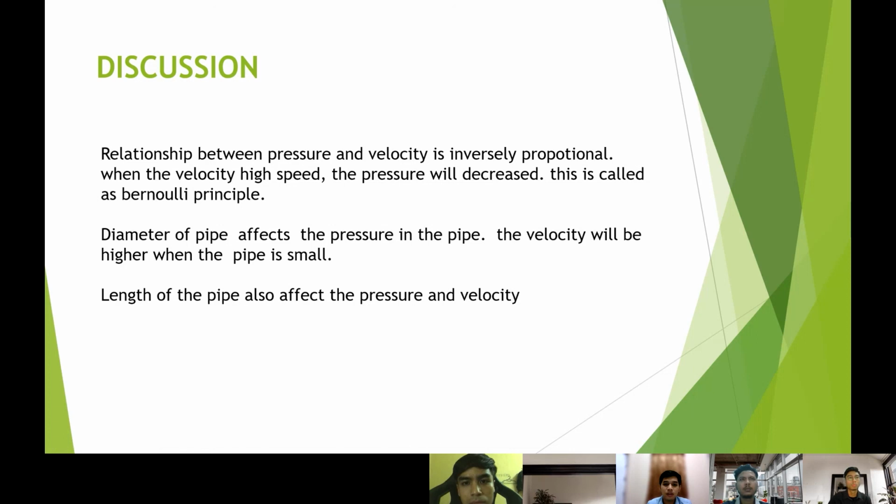From this experiment, we discussed the relationship between pressure and velocity. The velocity affects the pressure. When the velocity is high, the pressure will decrease. We call this the Bernoulli principle. The diameter of the pipe affects the pressure in the pipe. The velocity will be high when the pipe is small. Length of the pipe also affects the pressure and velocity.